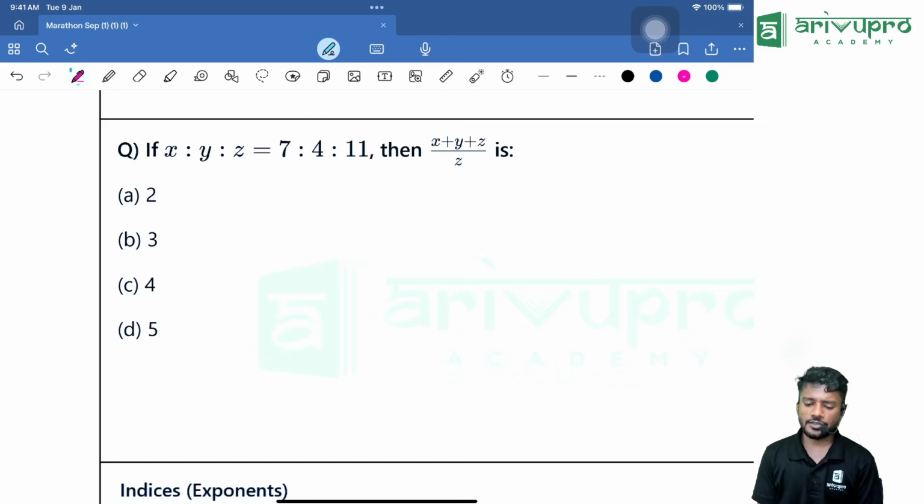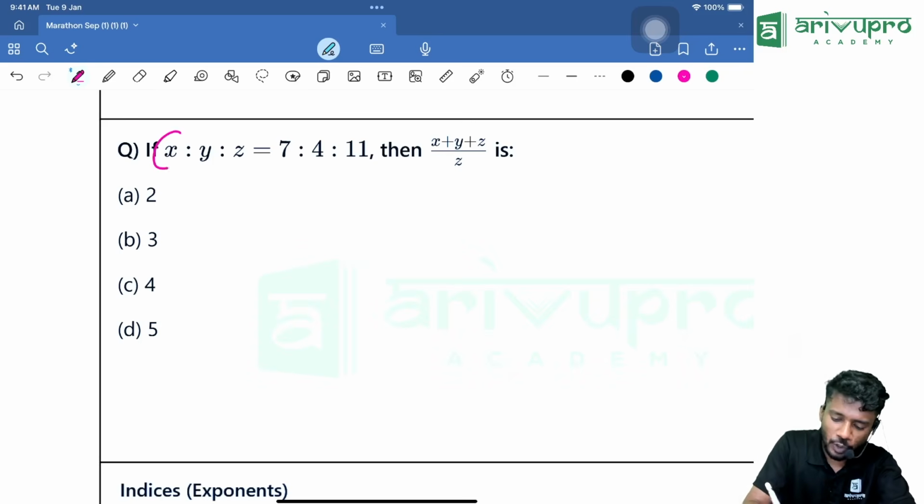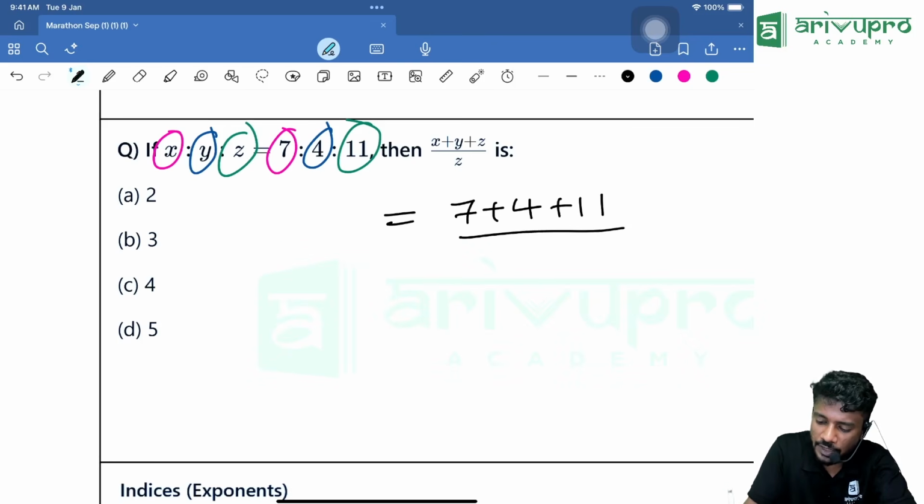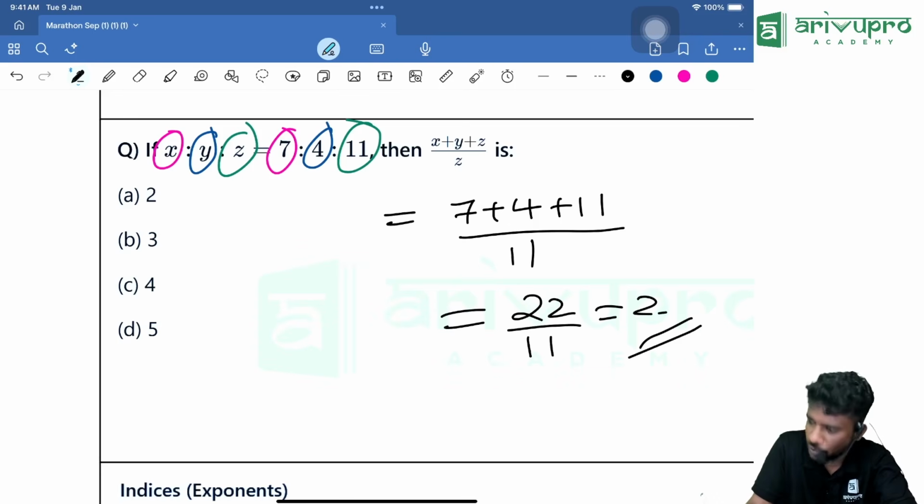X is to y is to z is equal to 7 is to 4 is to 11. Then x plus y plus z divided by z is how much? Instead of x, you will take 7. Instead of y, you will take 4. Instead of z, you will take 11. Just add everything: 7 plus 4 plus 11 divided by 11. That is 22 divided by 11, which is equal to 2.